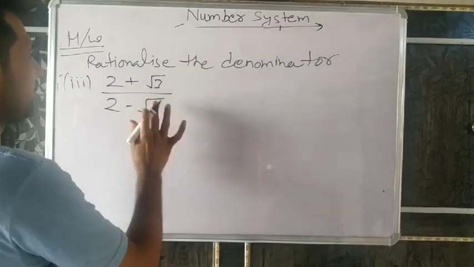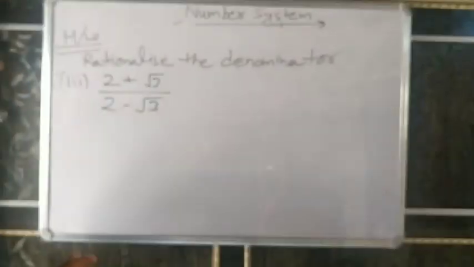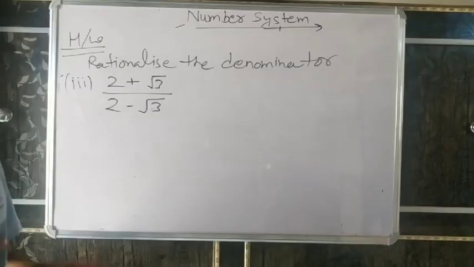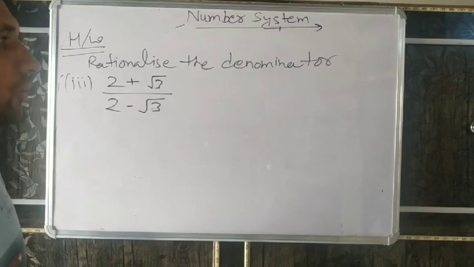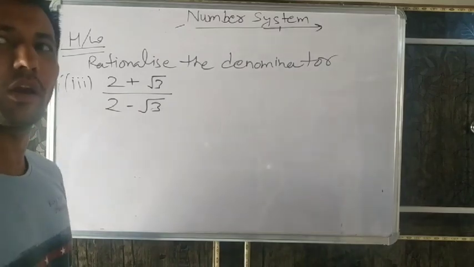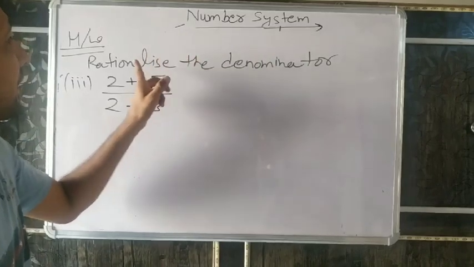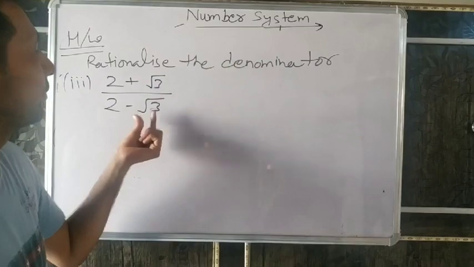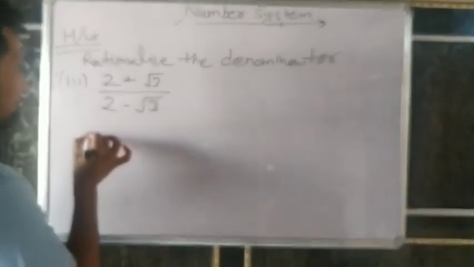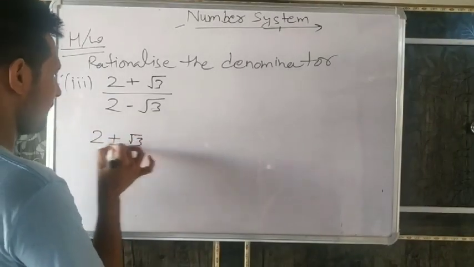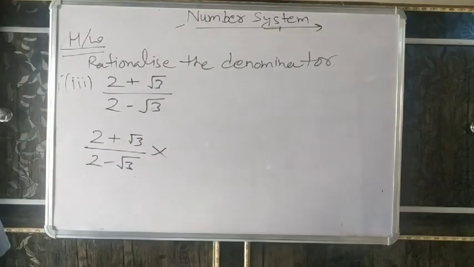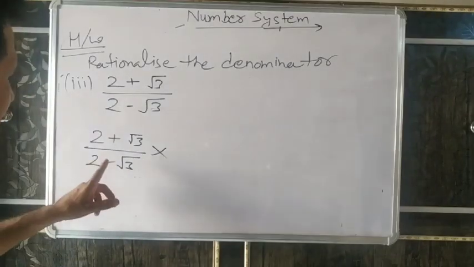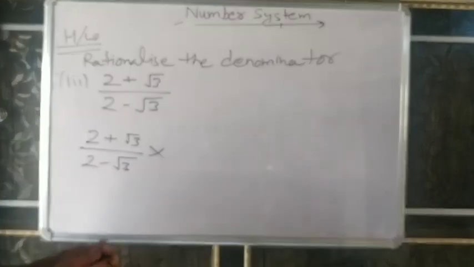Yeah. 2 plus root 3 upon 2 minus root 3. What is rationalize the denominator? Do you remember? Yesterday I told you how to rationalize the denominator. Rationalize the denominator means we have to remove the square root from the denominator. So how will we write it? Multiply and divide by what number? By the same number. Only change the sign of the denominator and write it as it is.